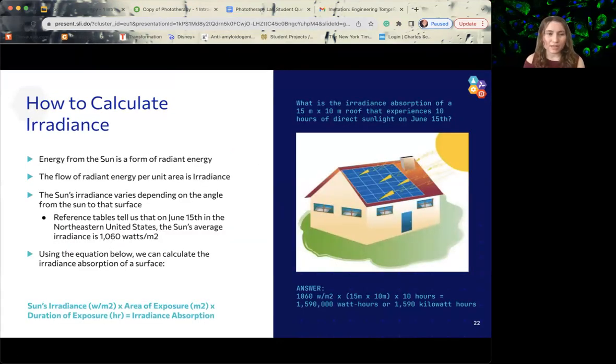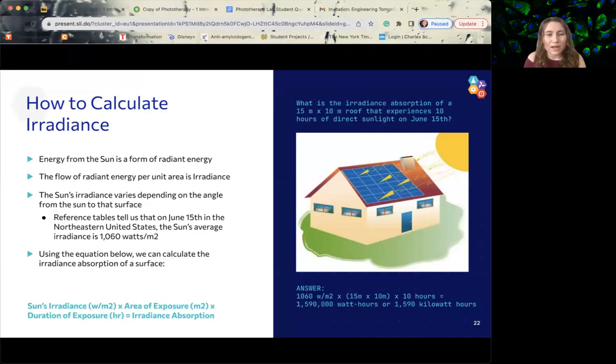So how do we actually calculate the irradiance associated with the light that we're absorbing? Energy from the sun is specifically a form of radiant energy, and it's measured as a unit called irradiance. Irradiance is also known as a flux. A flux is really important in engineering, and it can also be very complicated. But in general, all you need to know is that it's just a flow over a unit area. So how much radiant energy is flowing through a surface of this area.